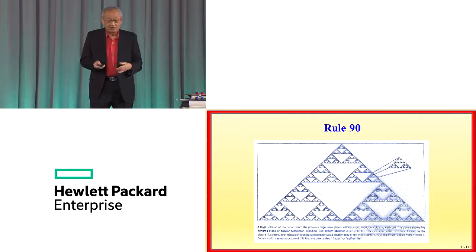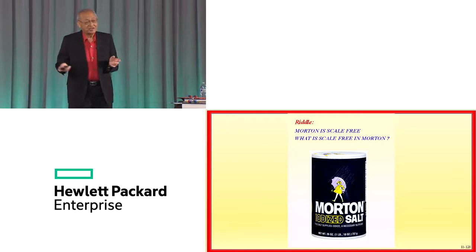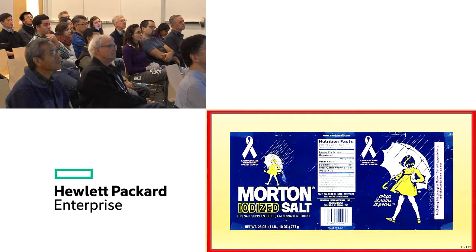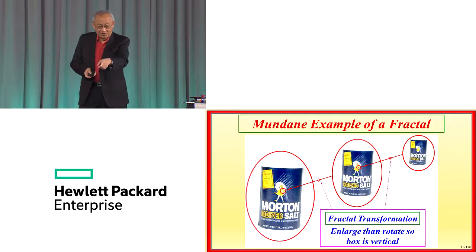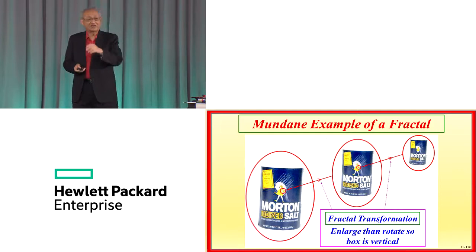Okay, for those of you who, how many of you know fractals? Well, for kids, I tell them what a fractal is using the Morton Salt box. Why is Morton Salt a fractal? Well, I just pull up a picture. You can see the girl is carrying a Morton Salt box, but the Morton Salt box that she carries has a picture of the Morton Salt box, and so you can magnify that. And that one also has a Morton Salt box, and the next one, and the next one. And just imagine, you could do this forever. That's a fractal. That's what a kid can learn, okay?